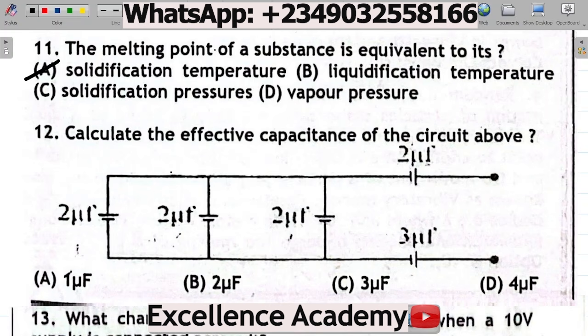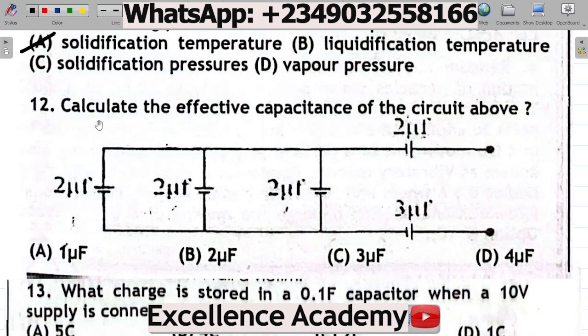So you want to note that the melting point of any substance is the same thing or is equivalent to its solidification temperature. So that's the correct answer. Next up, question 12. Question 12 says calculate the effective capacitance of the circuit. That's this one here. Option A says 1 microfarad, B 2 microfarad, C 3 microfarad, D 4 microfarad.